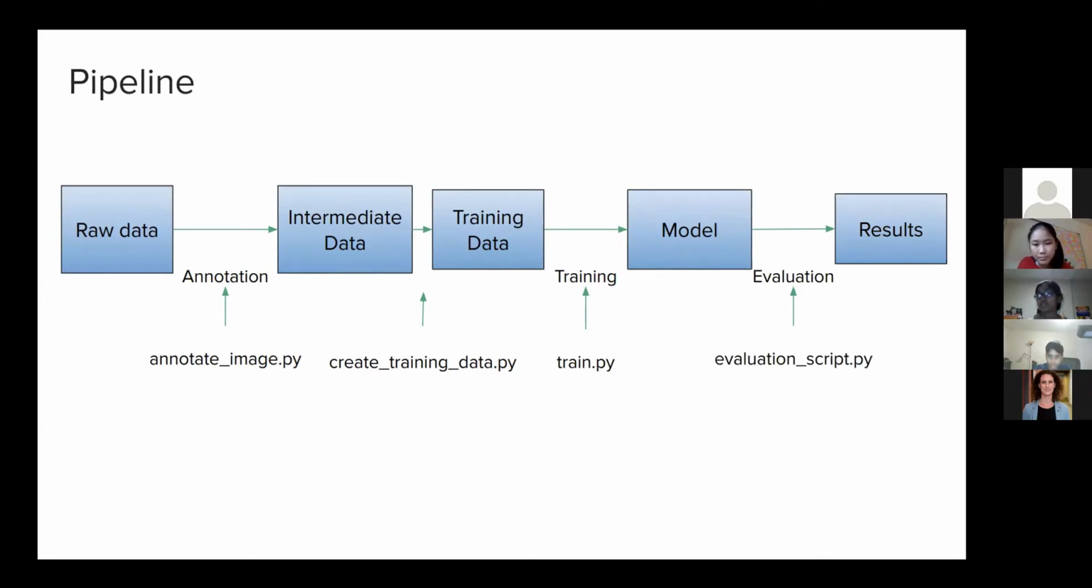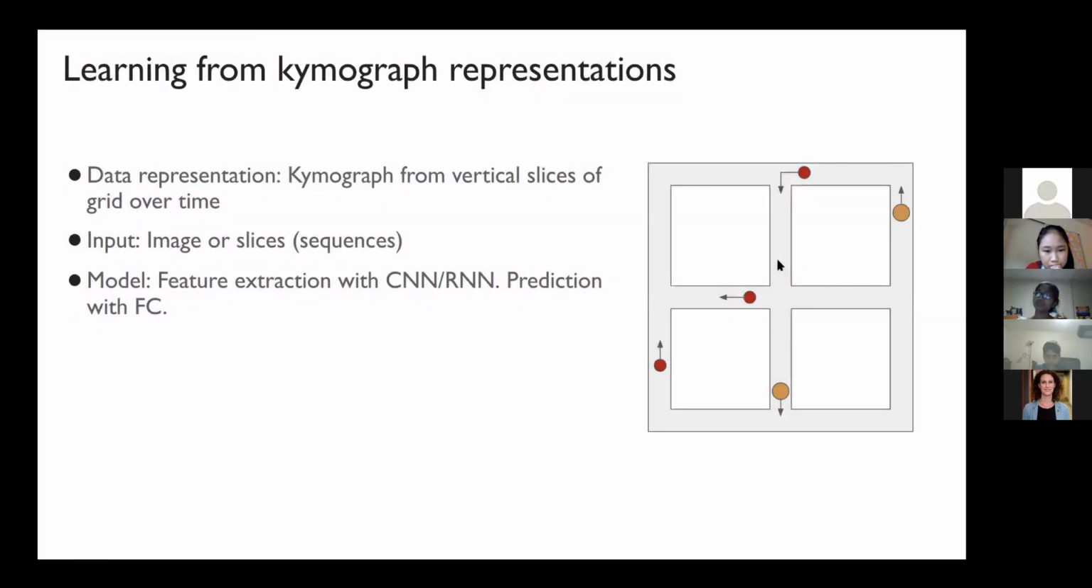Most of my project is in Python. So this is basically a pipeline of how data flows through this entire system as a whole.